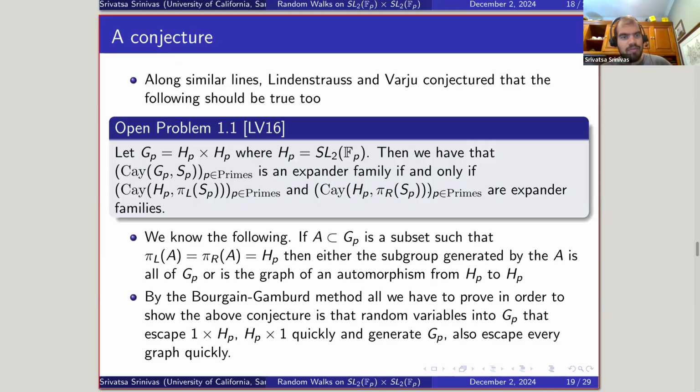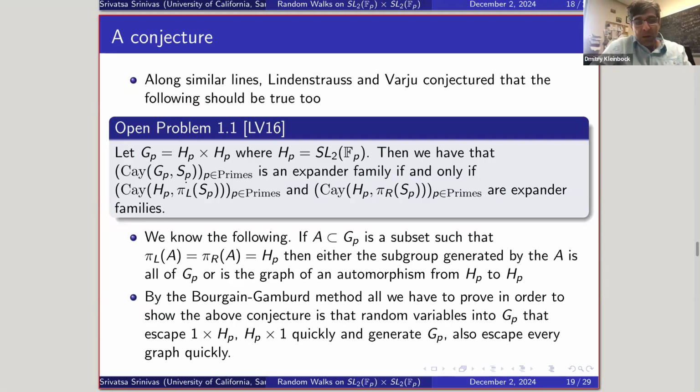So here is their open problem. They basically say that if you now take the product of two matrix groups, that is not just the semi-direct product of a matrix group with a vector space, then should we have that the Cayley graphs of these groups with a generating set is an expander family if and only if the projection onto the left component is an expander family and the projection onto the right component is an expander family. All right, with the caveat that this generates the group, right? Because you could get stuck in the graph of a diagonal.